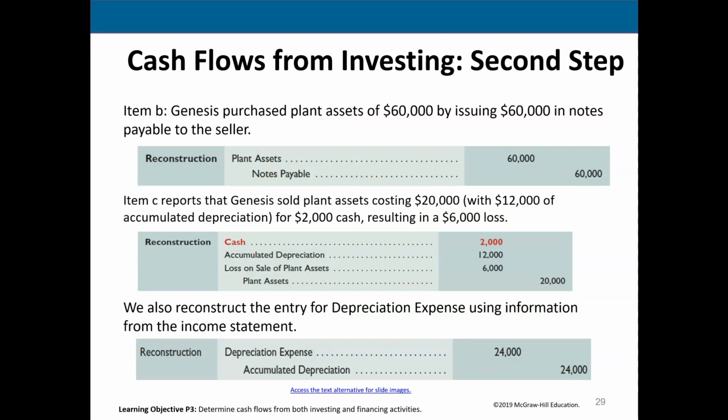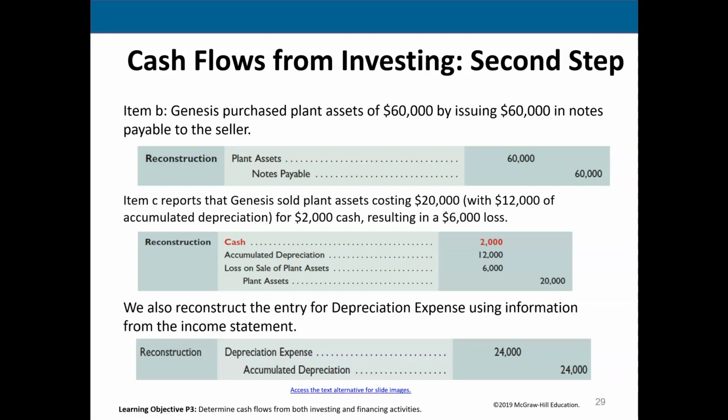Okay, they purchased plant assets for $60,000. There was a section in that one slide that said other activities that happened. This is where that information came from right here. The company purchased plant assets of $60,000 by issuing a note payable to the seller. So they increased their assets, which was a debit to plant assets, and they also increased their liabilities, which was a credit to notes payable.